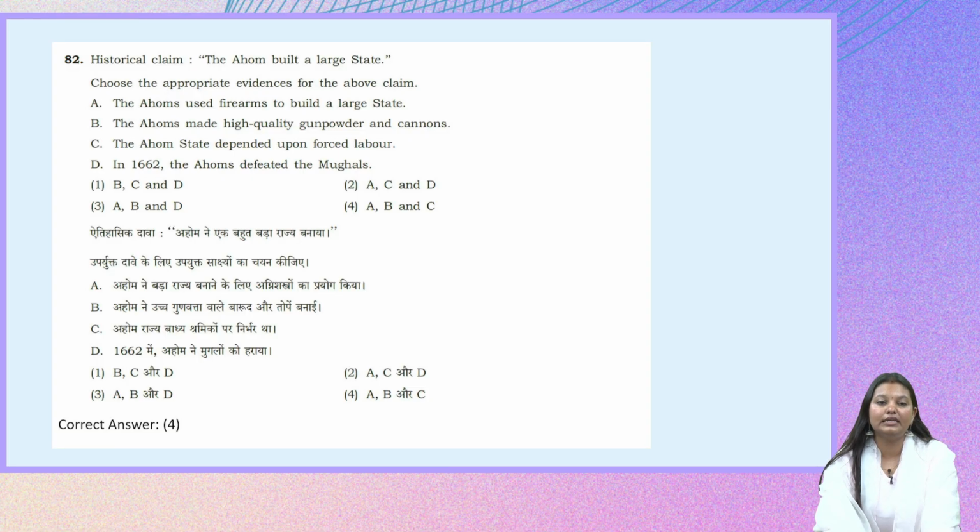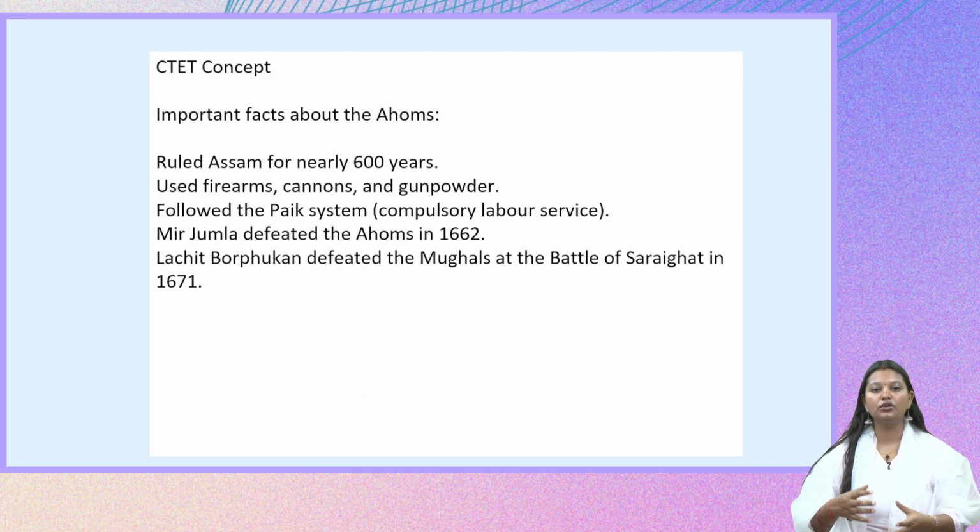So basically, the Ahom built a large state. They also had firearms and they built a lot of high quality gunpowder and cannons which they were using in order to protect their state. So now let us know a little bit more and some of the important facts that we should remember for our CTET examination: the Ahoms have ruled Assam for nearly 600 years.